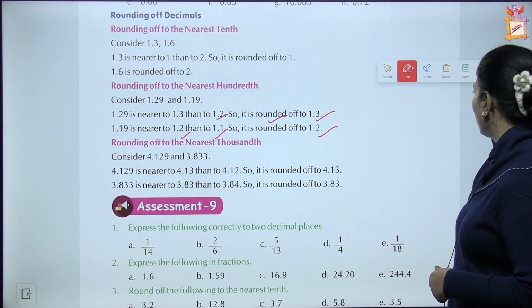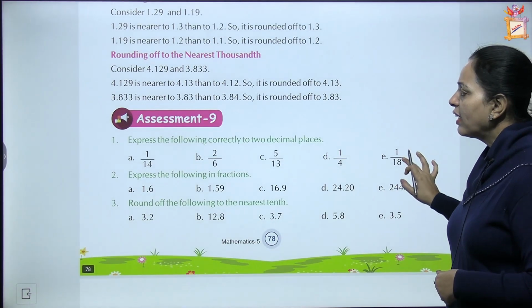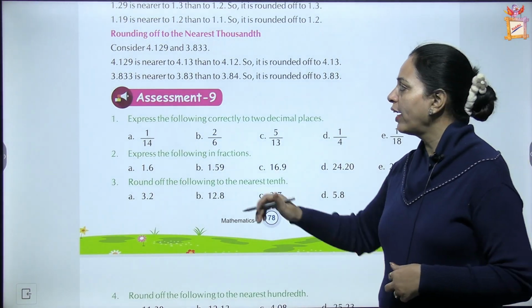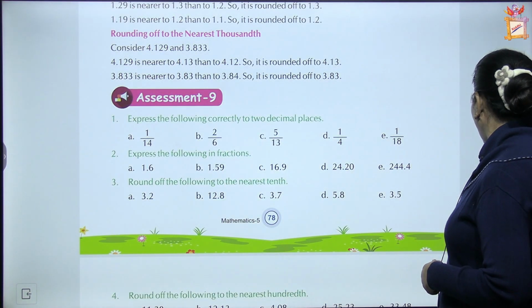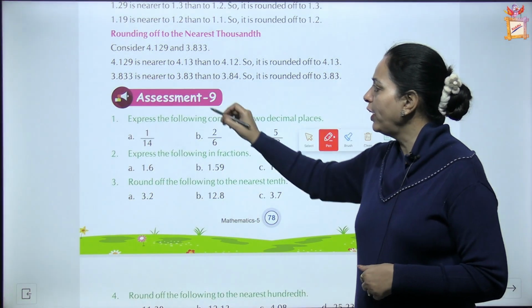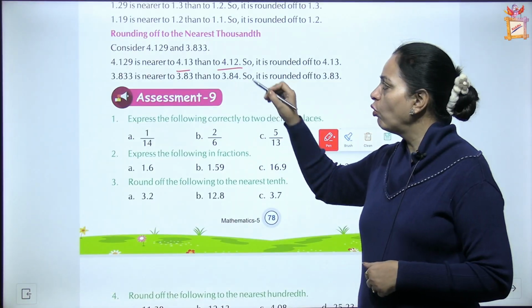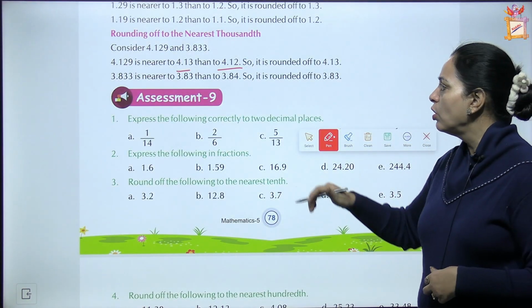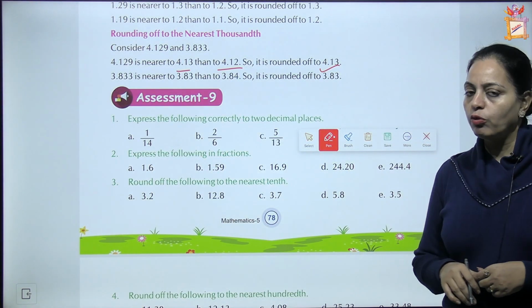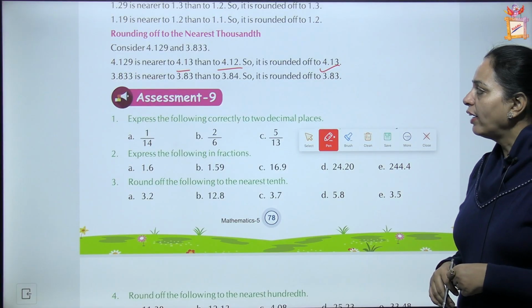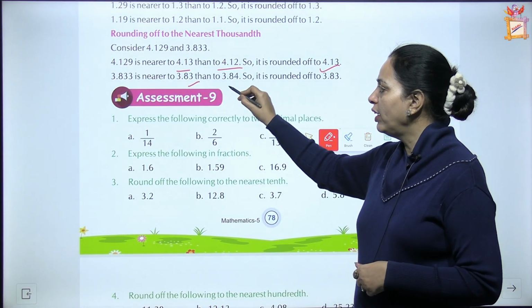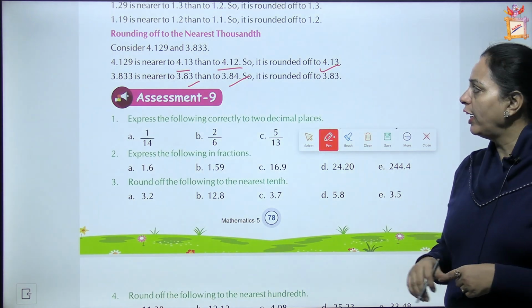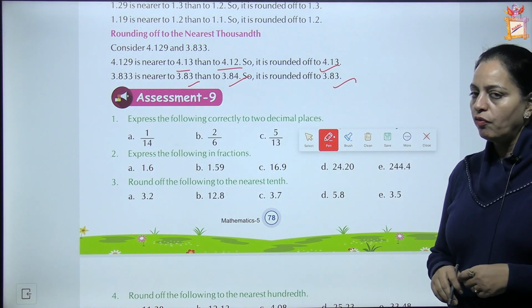Now rounding off to the nearest thousandth, like consider 4.129 and 3.833. So 4.129 is nearer to 4.13 than to 4.12. So it is rounded off to 4.13. And 3.833 is nearer to 3.83 than to 3.84. So this is the value.